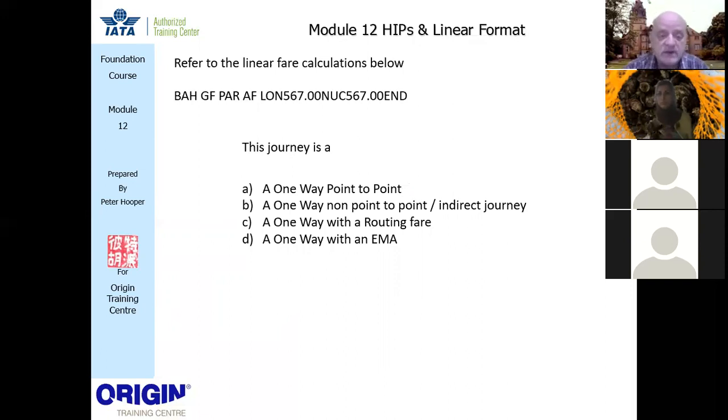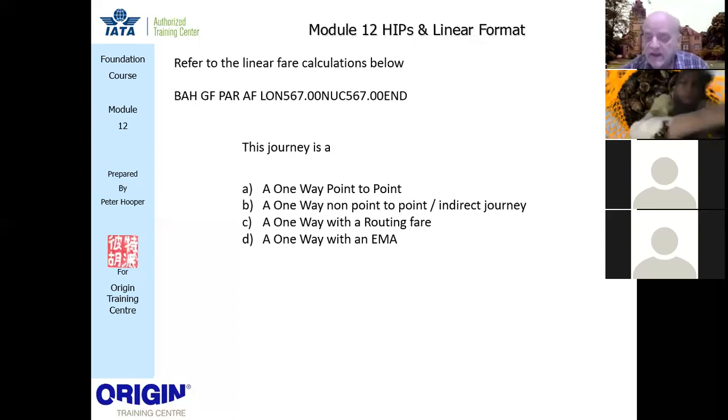Let's have a look at this one. Bahrain GF Paris, AF London, 567.00. Is this point-to-point? No. Right. Normally, if it's not point-to-point, we have to calculate the mileage and put an M, yes? Yeah. When is the only time we don't have to calculate mileage on a journey with more than 2 cities?